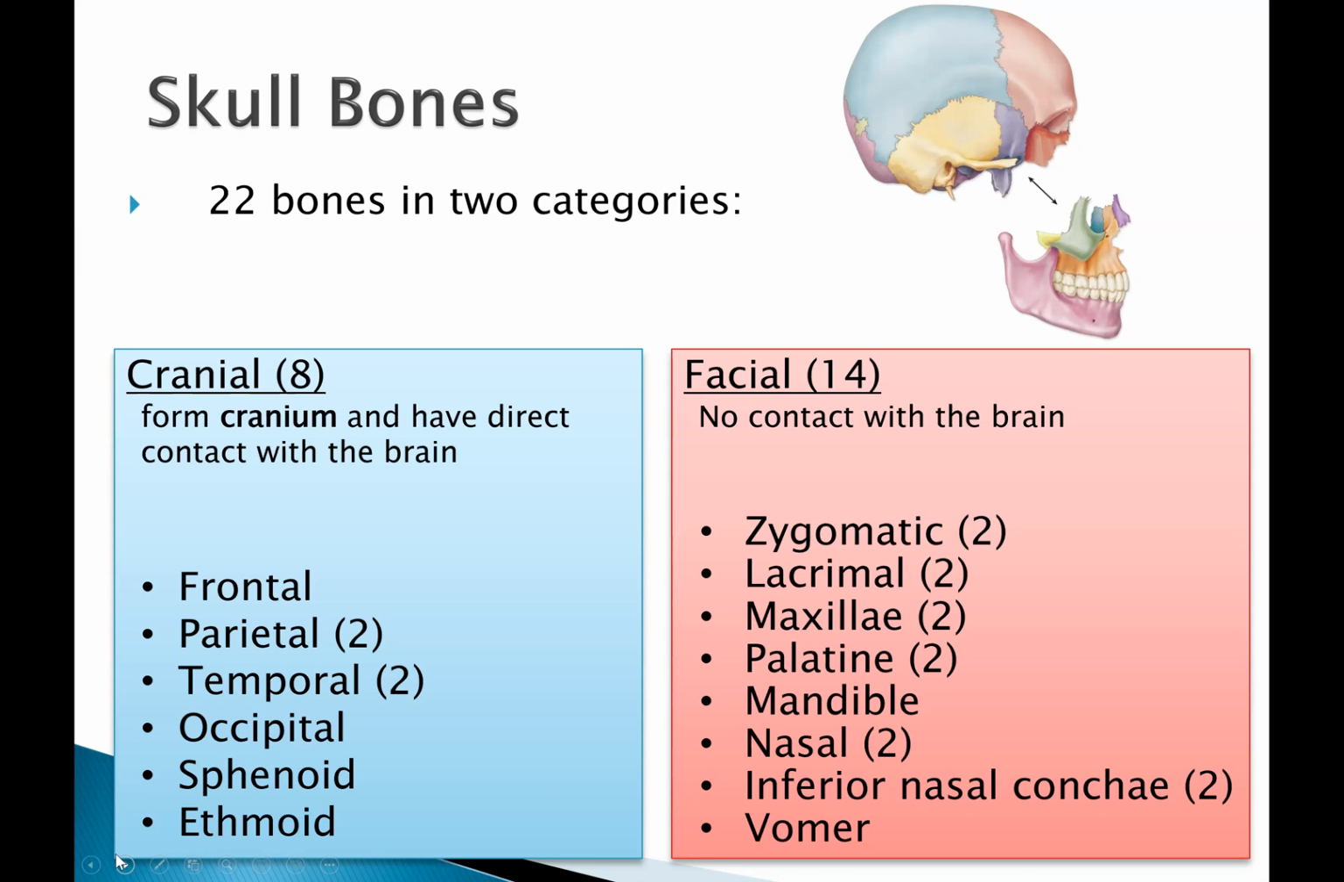Then moving on to facial, 14 facial bones in the skull. They have no contact with the brain, they do not touch the brain, but they're in the skull. You have 2 zygomatic, 2 lacrimal, 2 maxillae, 2 palatine, 2 nasal, 1 mandible, 2 inferior nasal conchae, and 1 vomer.